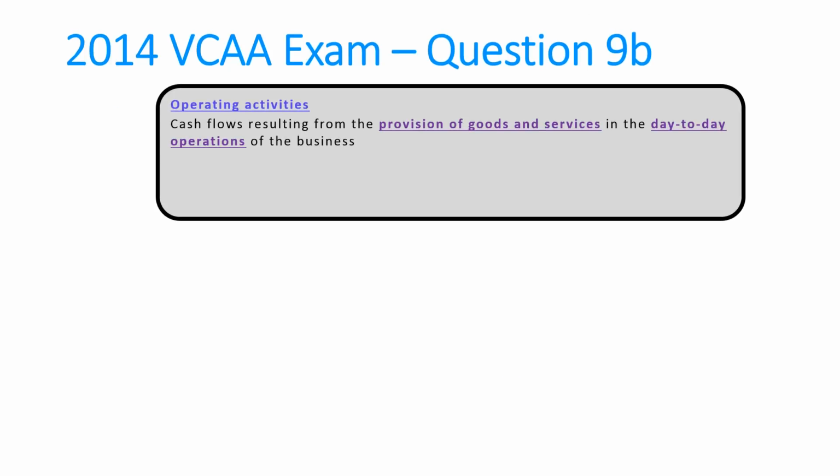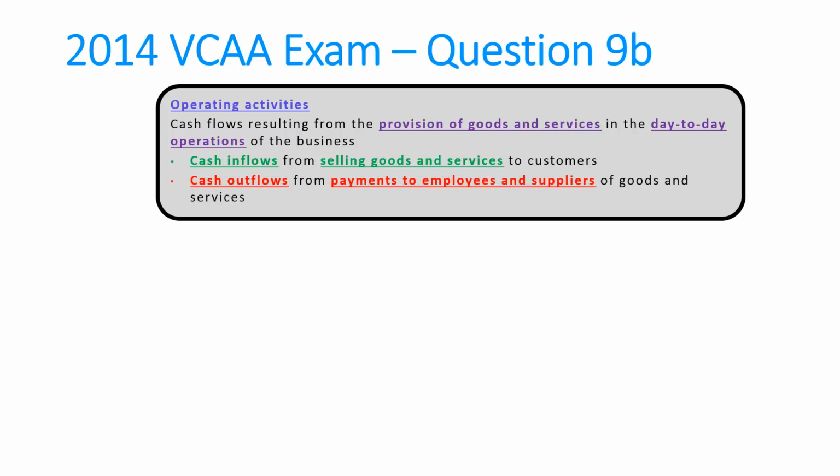So what you need to do this question is remember the three sections of a cash flow statement. The first one is operating activities from providing goods and services on a day-to-day basis. The cash inflows will be from selling goods and services, and the cash outflows will be from paying employees and suppliers to keep your business running each and every day.